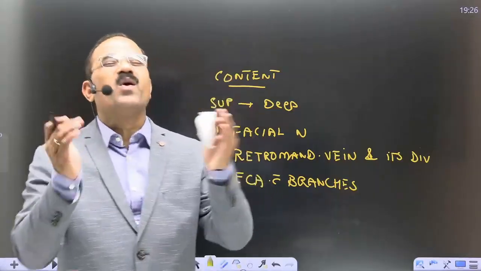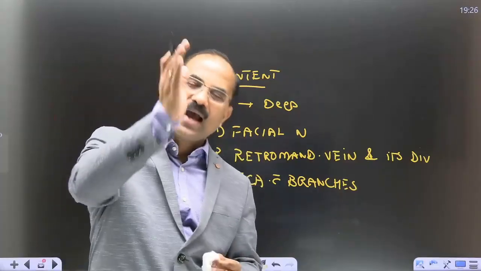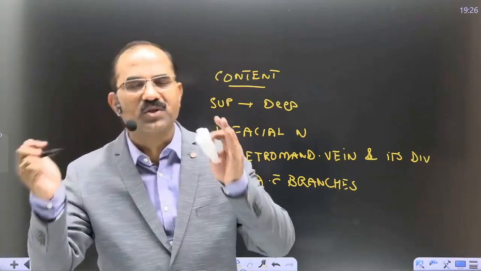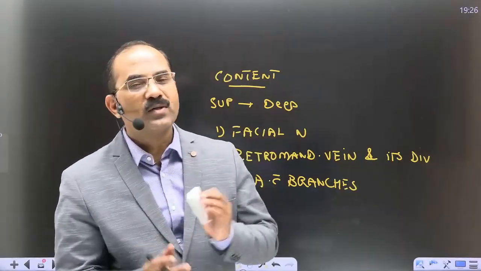So students, what are the contents of the parotid gland from superficial to deep? The facial nerve, the retromandibular vein, and the external carotid artery. Be very clear about this. Okay, fine. So that's about the parotid gland.